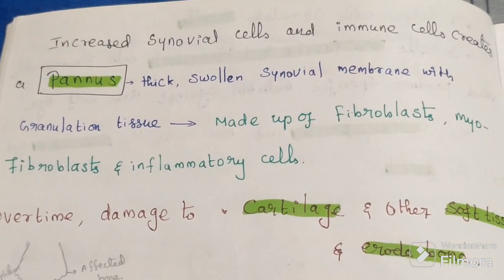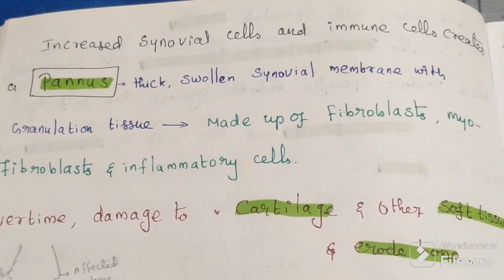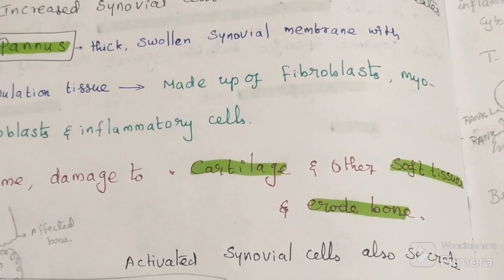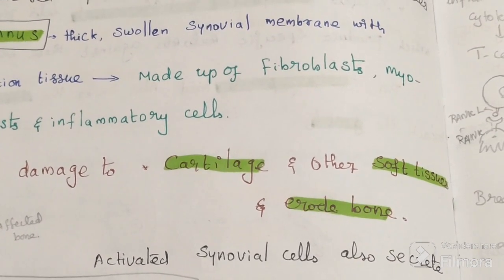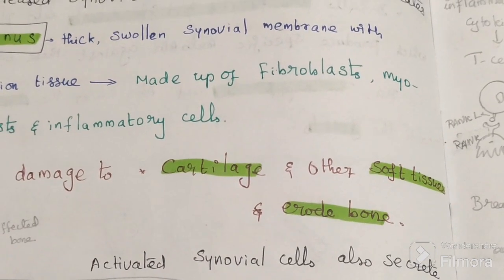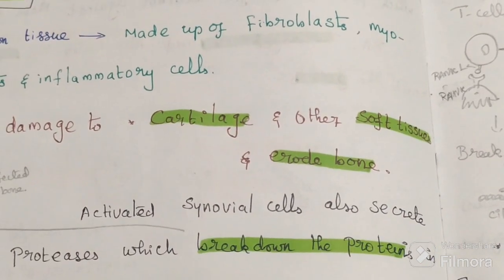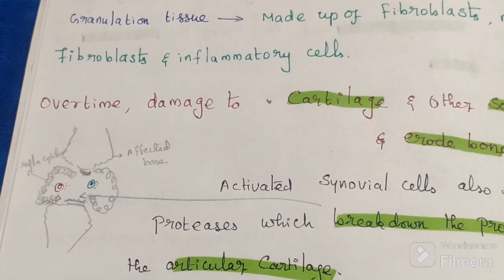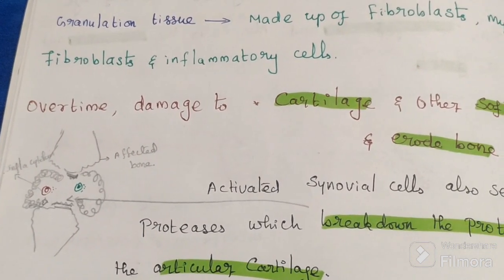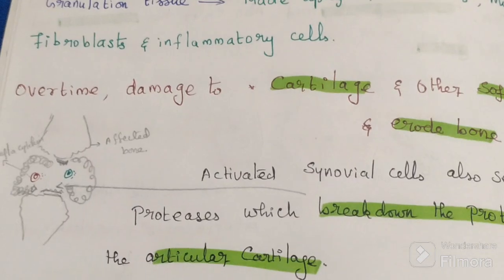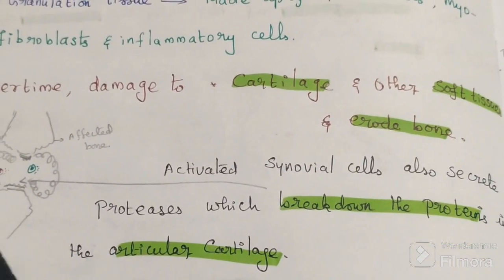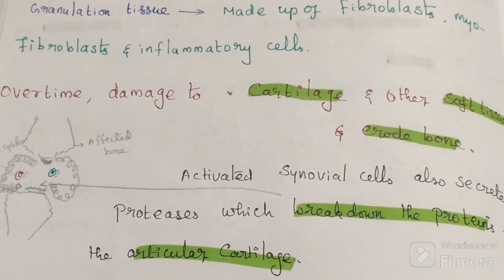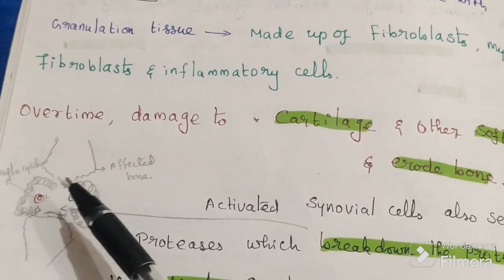Over time, this pannus can damage cartilage and other soft tissue and also erode bone. So, what is the damage? Activated synovial cells also secrete protease, which breaks down the protein in the articular cartilage. Here the protein breakdown in the articular cartilage will happen. This is the now affected bone.